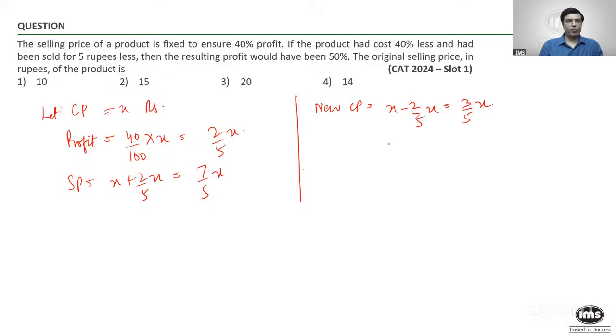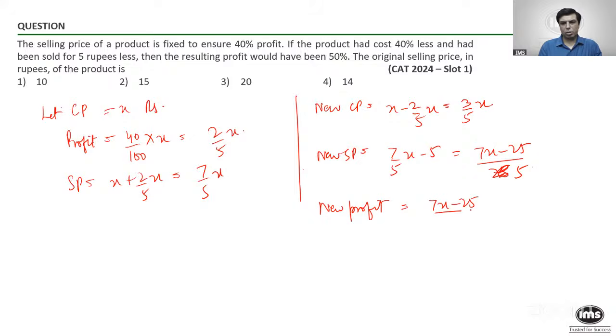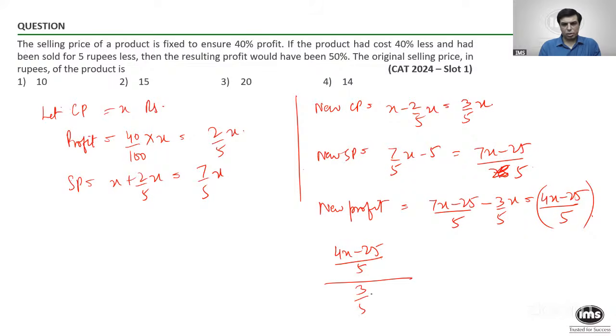And it had been sold for 5 rupees less. Okay. The profit. So how much is the profit now? How much is the profit? It is the new selling price minus the new cost price. This is the new profit. The profit would have been 50%. Profit percentage is nothing but profit upon cost price into 100. And they are saying this is equal to 50%.